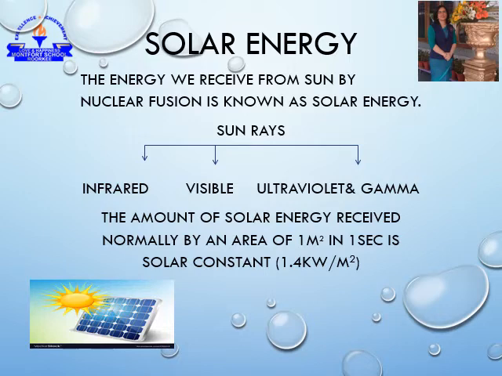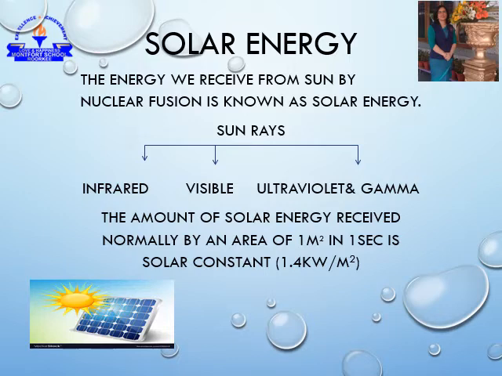The energy which we receive from the sun by nuclear fusion is known as solar energy. We all know that the sun is an ultimate source of energy, and the energy which we get from the sun is basically because of the nuclear fusion reaction. The rays coming from the sun reaching the upper surface of earth consist of infrared rays, visible rays, ultraviolet rays and gamma rays. Some of them are reflected back, some are absorbed by the atmosphere, and a few reach the surface of earth.